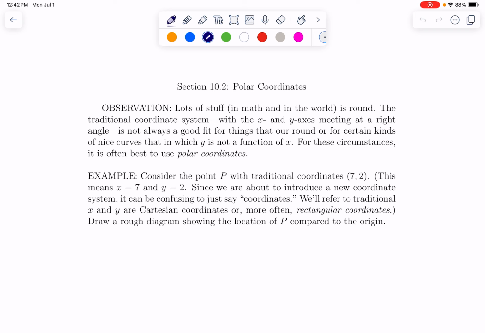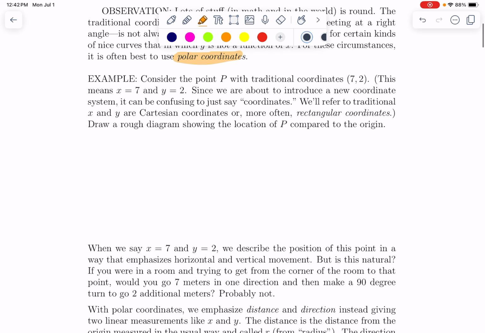And also there are certain curves that are very hard for us to describe talking about x and y. So there are a lot of contexts where we want to understand something and the way x and y coordinates work doesn't really help us. So that's where we use what are called polar coordinates. So let's look at an example, right? Just plot the point 7, 2.